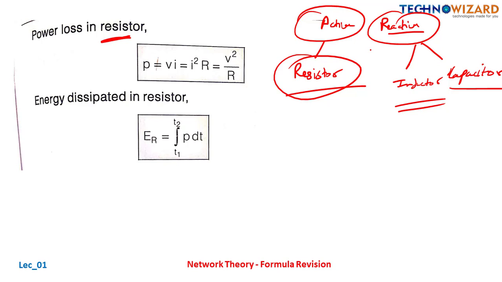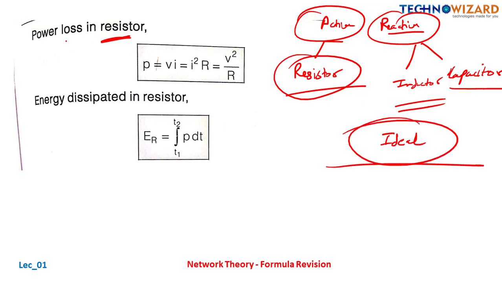Just remember that a resistor only gives active power, and an inductor and capacitor only give reactive power for an ideal case. Remember, this is for an ideal case. So whenever power loss in a resistor is taken, then this is active power, not reactive power. Remember, so it is given by power is equal to VI, I square R. You can write I square R or V square upon R.